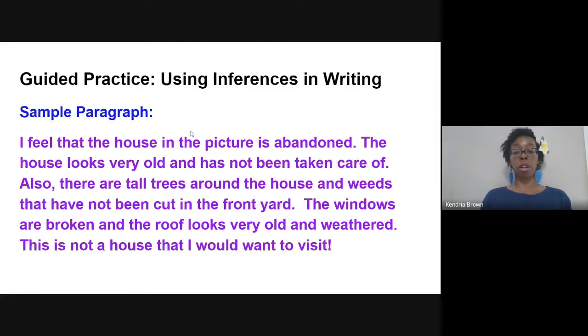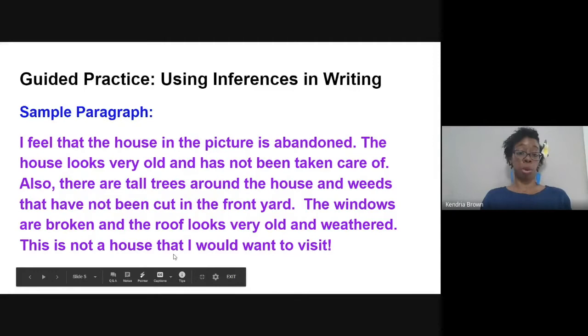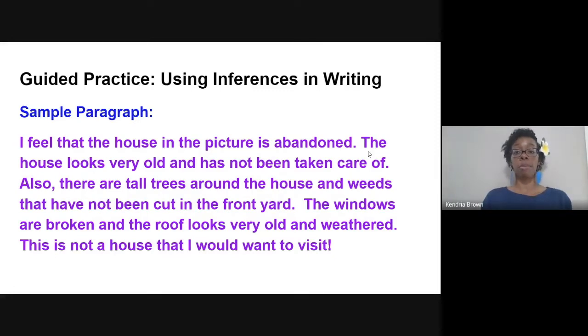Notice I pointed out different things about the house in my sample paragraph. I talked about how it looks very old and how it hasn't been taken care of. I talked about the tall trees and the weeds around the house. I discussed the broken windows and the roof, which leads to my inference, which is in the first sentence, that I feel that the house is abandoned. So, do you see how to take something from text or from a picture, make an inference about it, and then from there, write about it?